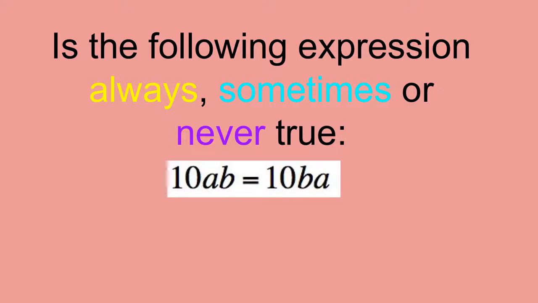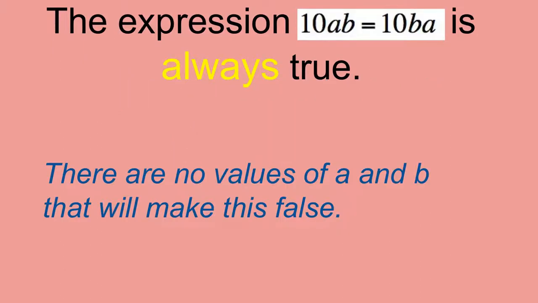This one is a situation where we have 10 times a times b. Does that equal 10 times b times a? Well, one of the things that you start to learn is that the commutative property is always true in multiplication. So it's always true because no matter what numbers I put in here, even if I reverse the order, multiplication doesn't matter. And so therefore, it's always true.